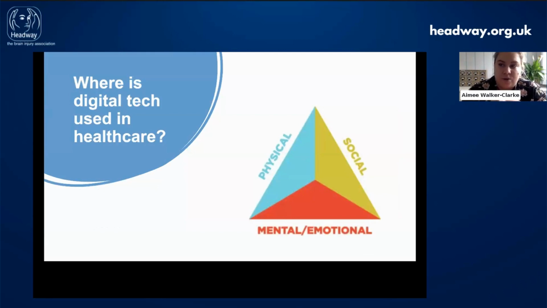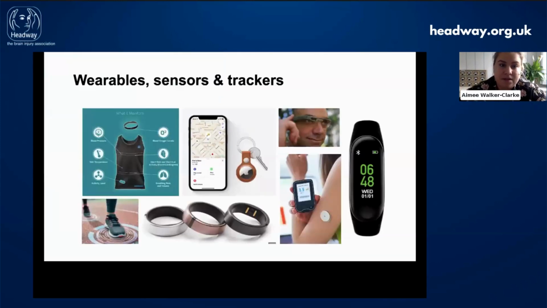And when you are looking at chronic illnesses or conditions such as brain injury, it's really important to ensure that all of these aspects are being taken care of. And digital healthcare can really help support that. So moving on to some examples of digital healthcare now.